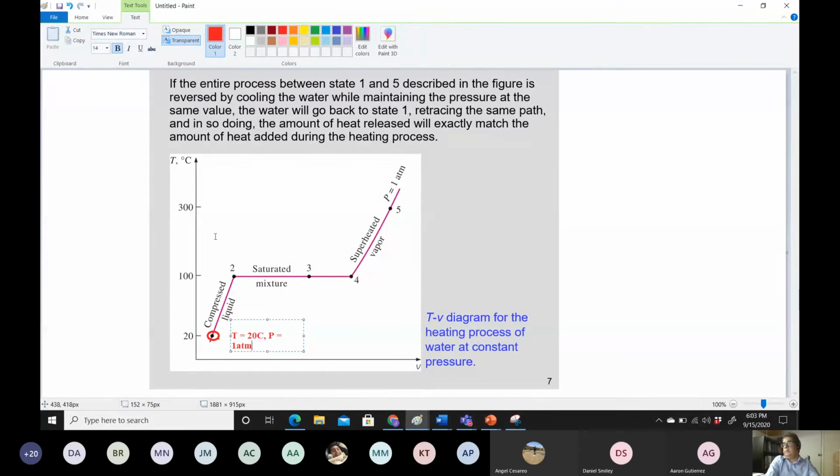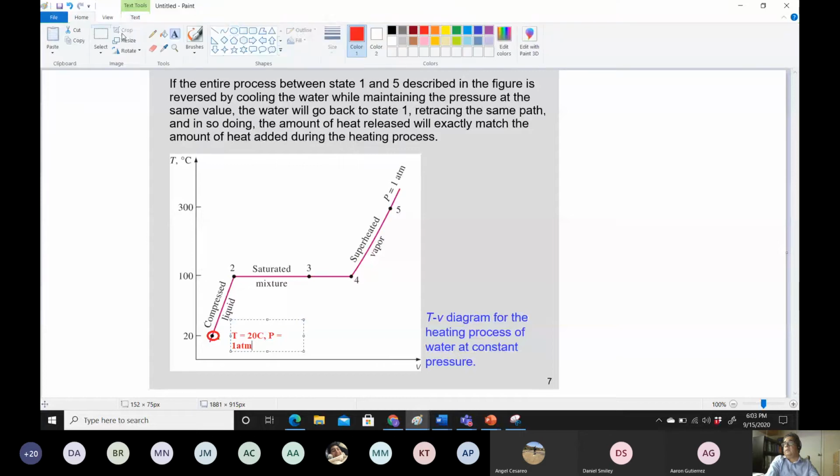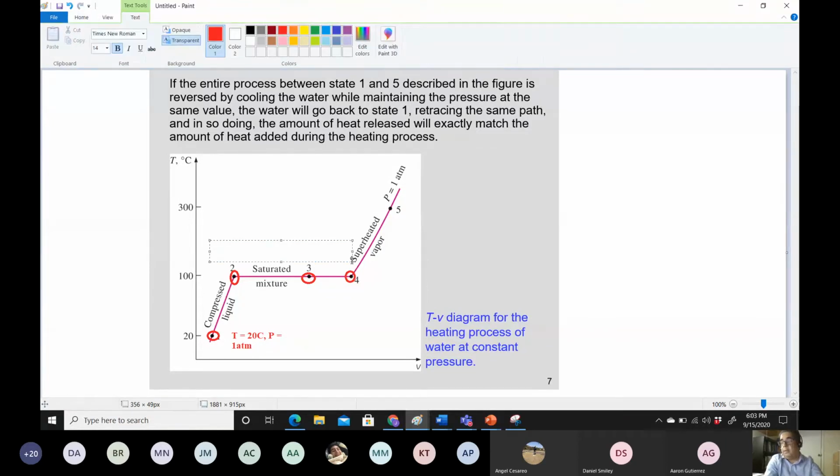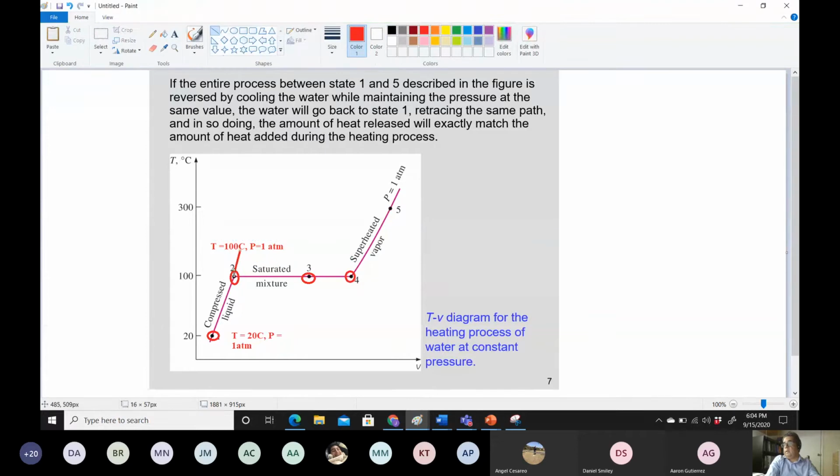Now for state 2, state 2 is here. This is where we start in state 3 and state 4. This is where we have the 3 states with the same temperature. So for all these, we're going to say T is equal to 100 C, P equal to 1 atmosphere. So this is for all states, right? For 2, for 3, and for 4.